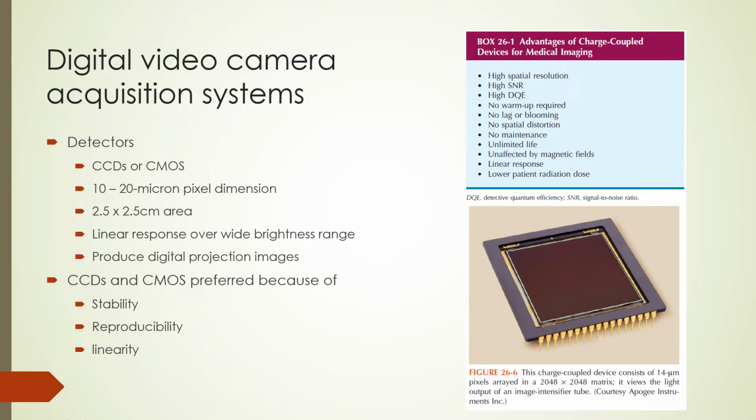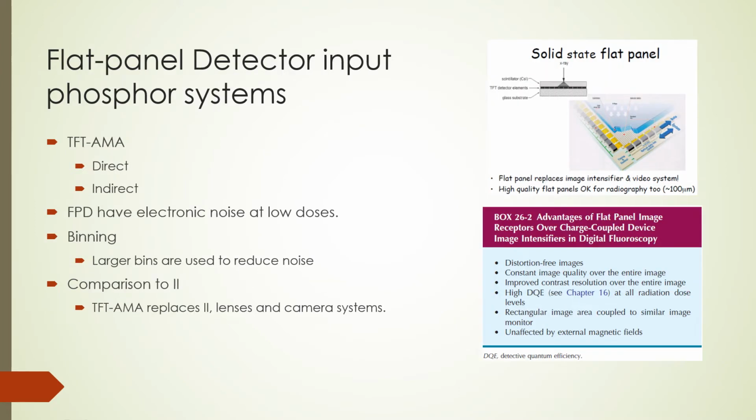Both have a linear response to light over a wide range. This is an advantage over analog video cameras that have a non-linear response to light. Video cameras using CCDs and CMOS are preferred over analog video systems because of their stability, reproducibility, and linearity. The table lists various advantages of CCDs over analog video cameras. In modern fluoroscopy systems, the image intensifier and video systems based on CCDs or CMOS cameras have been replaced by flat panel detector systems.